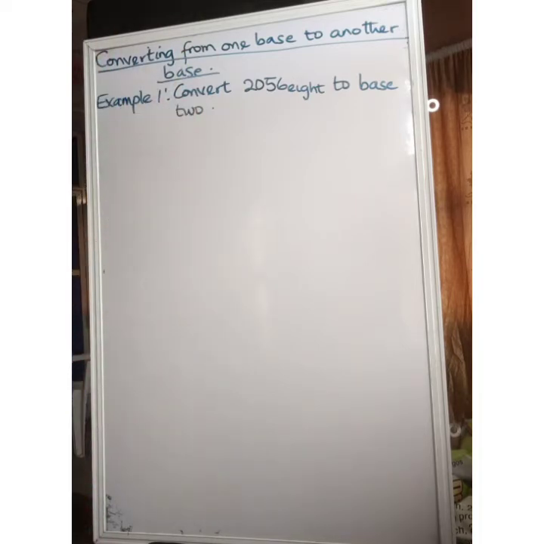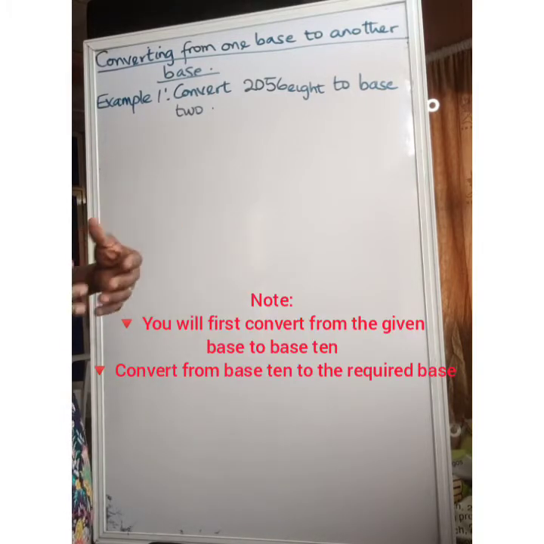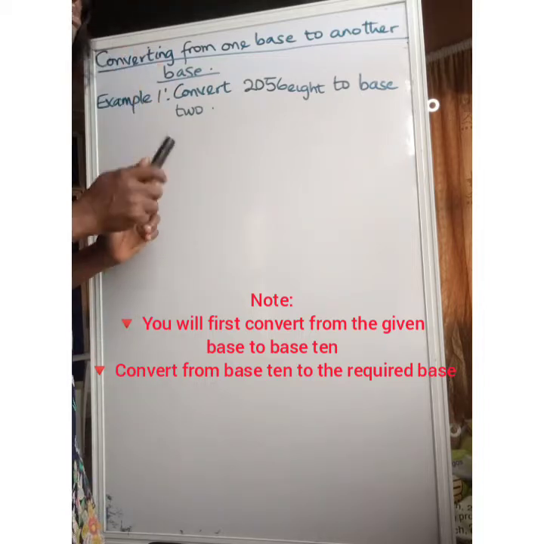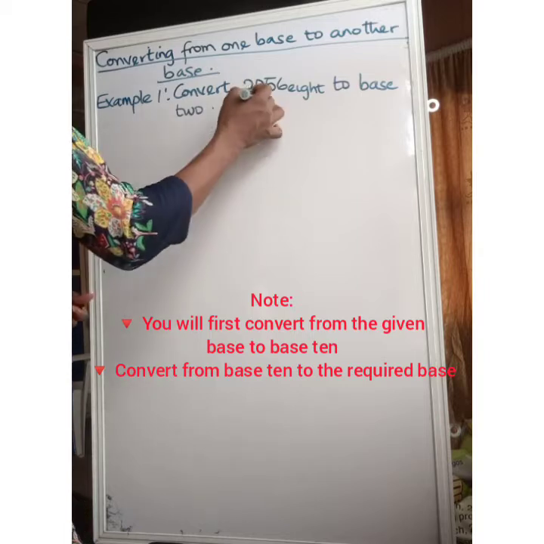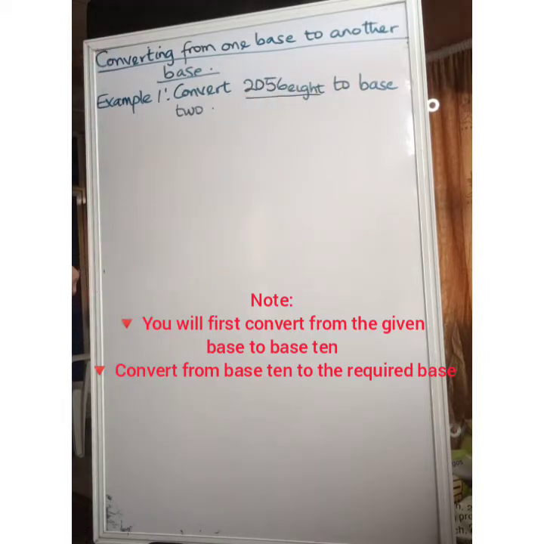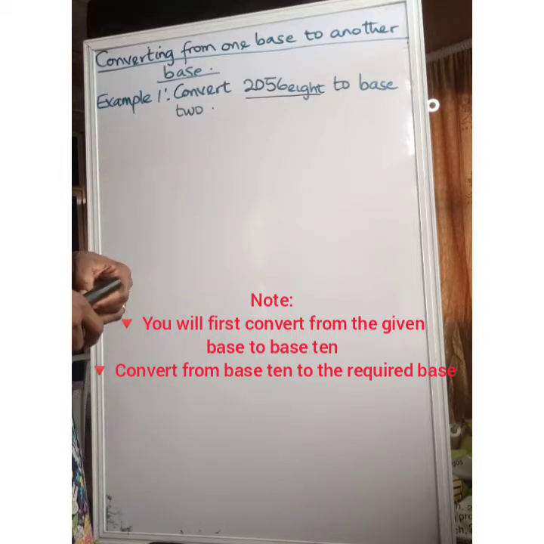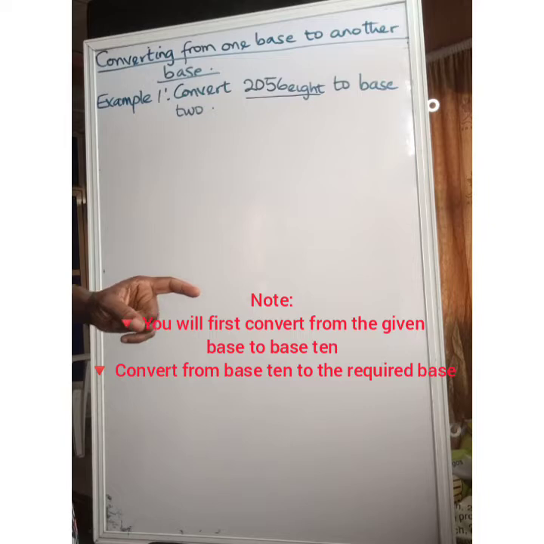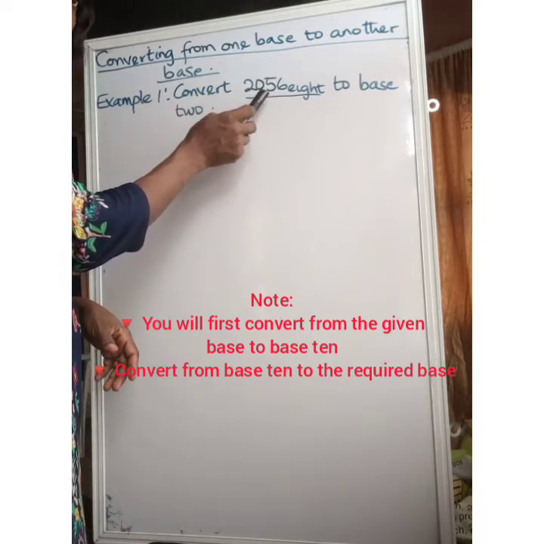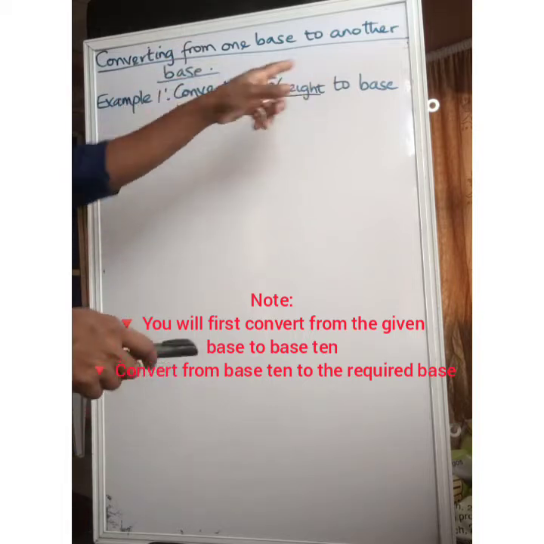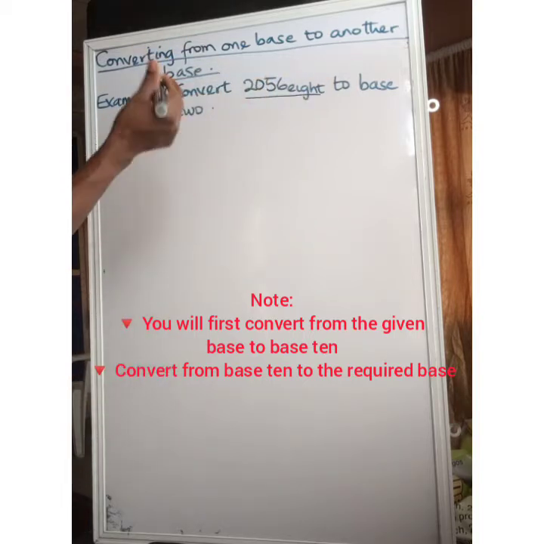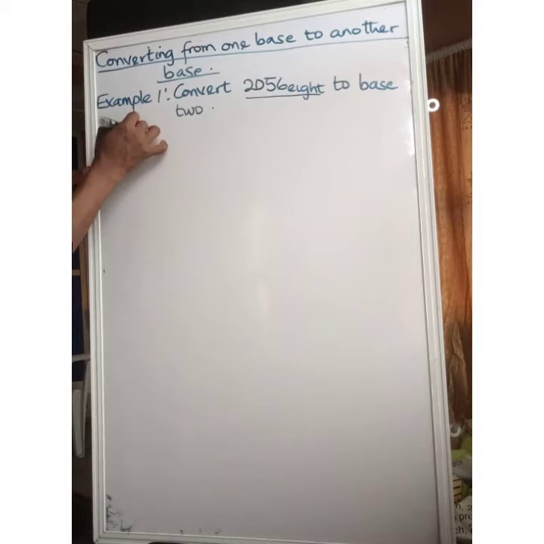So let's go. The first thing that needs to come to your mind when converting from one base to another base is that you will first convert the given base, that means the base in which the question was given to you, first convert it to base 10. And we've done that. I've explained that in one of my videos. So when you convert to base 10, then you now convert the result you got to the required base that you are taking it to. So let's start with this.